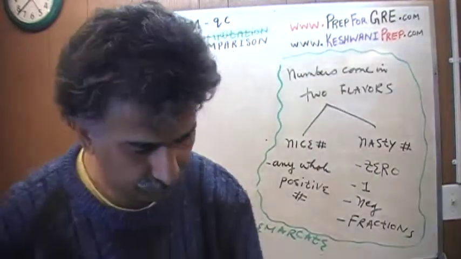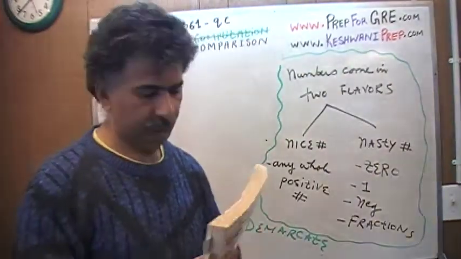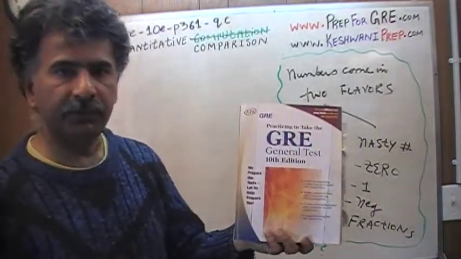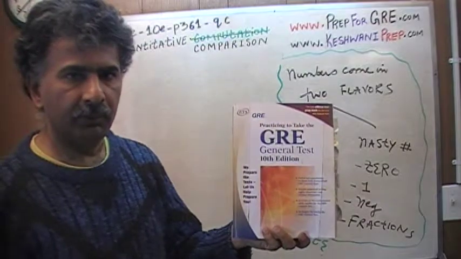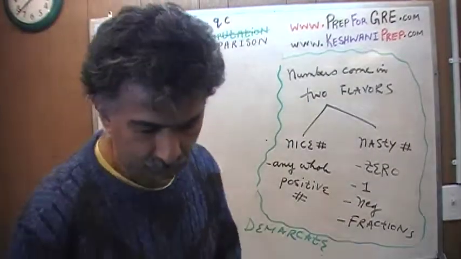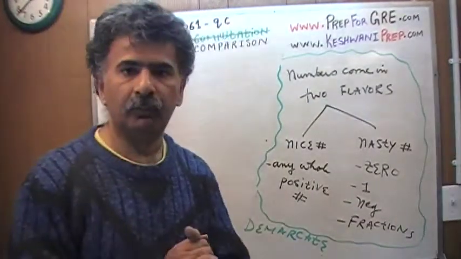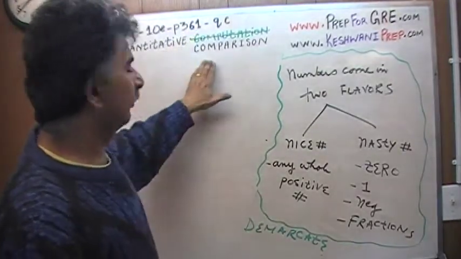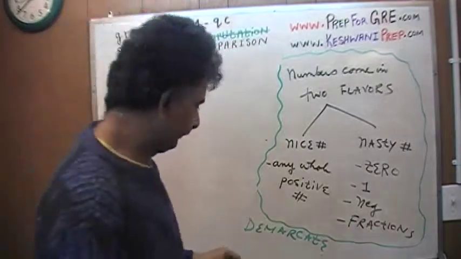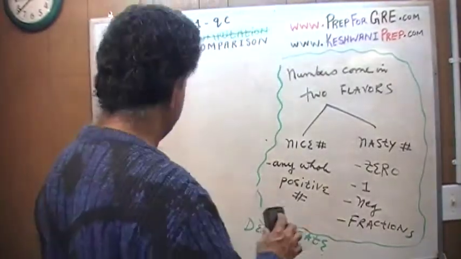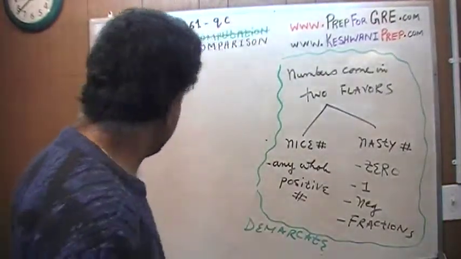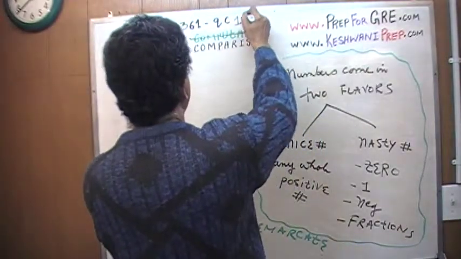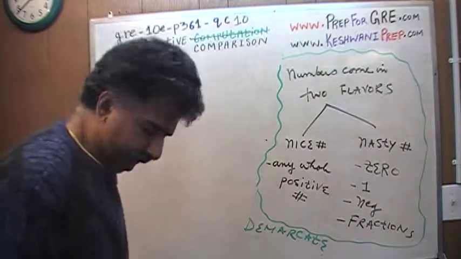K-E-S-H-W-A-N-I, Keshwani. I have been solving math problems for GRE out of this book here, practicing to take the GRE General Test, the 10th edition. If you do not own this book already, purchase one immediately. The problem that I'm about to solve is the one that you're going to find on page number 361, quantitative comparison question, number 10. Let's see what they have to say.